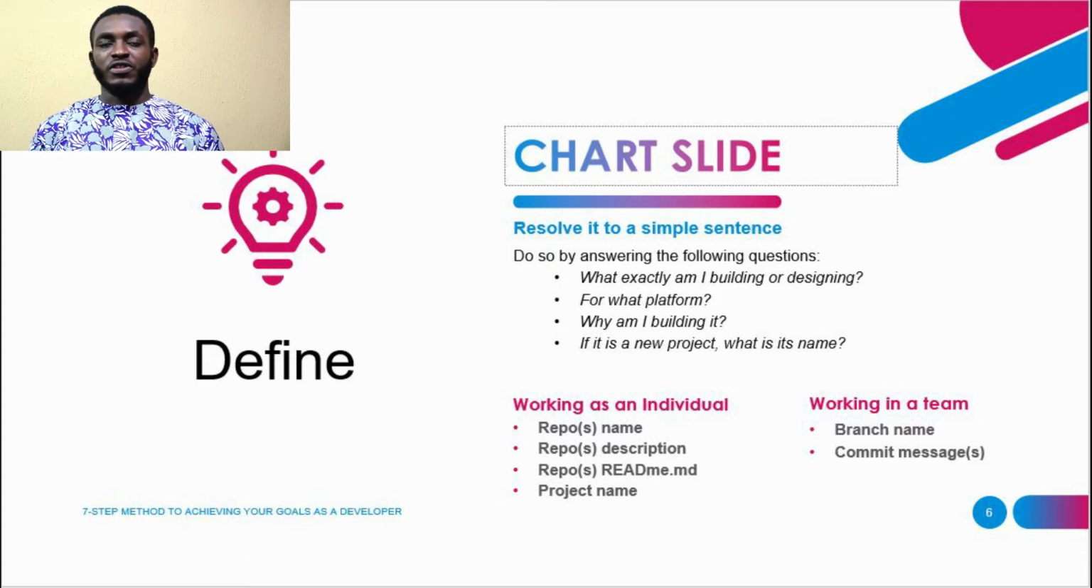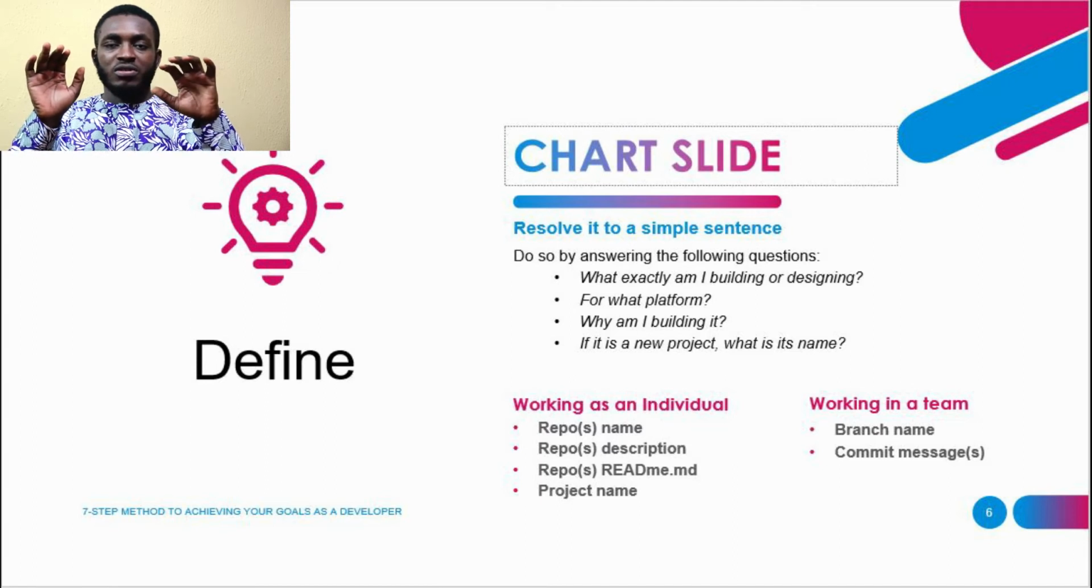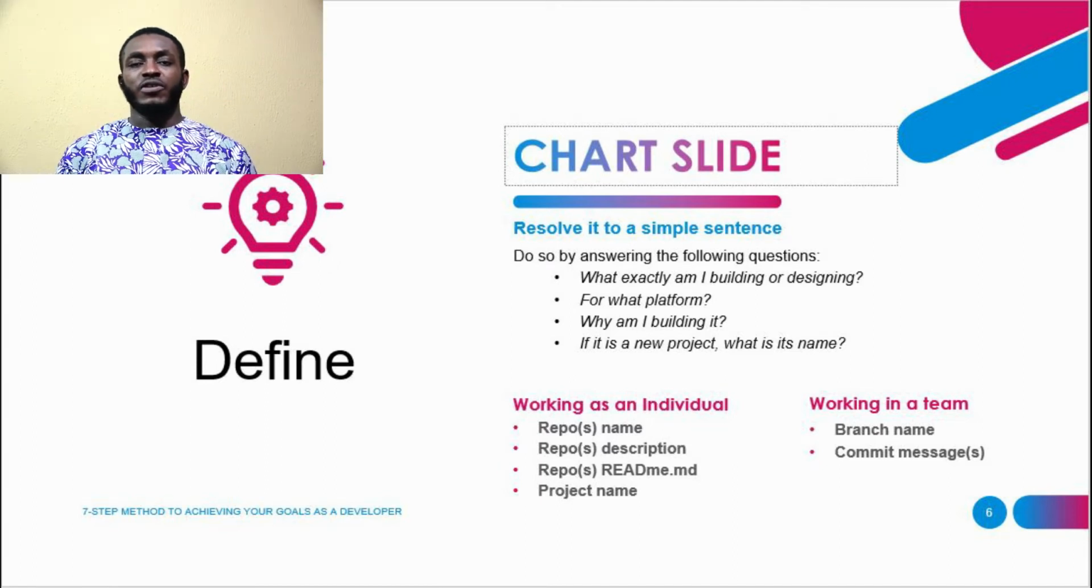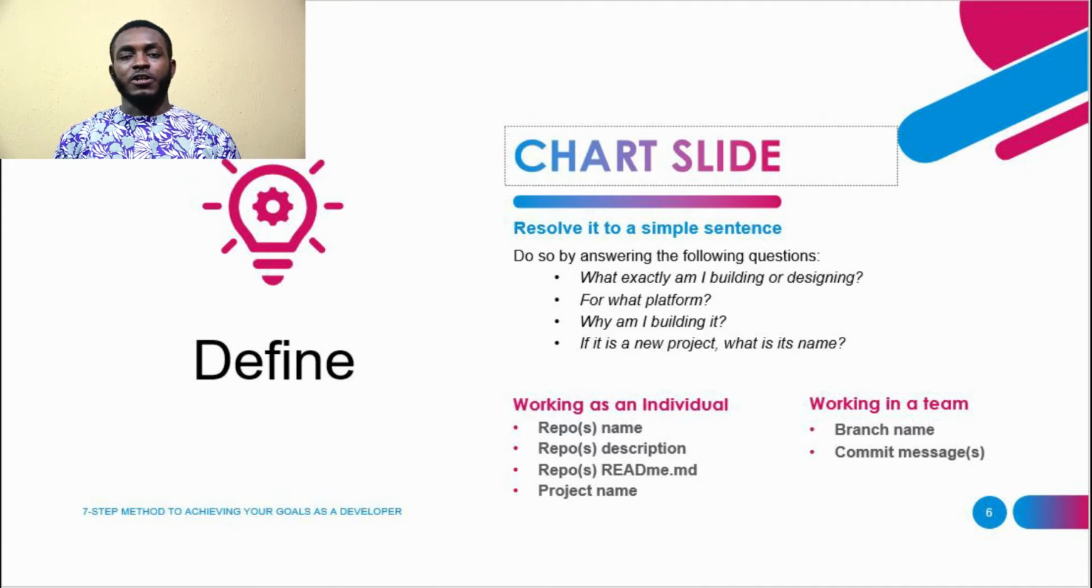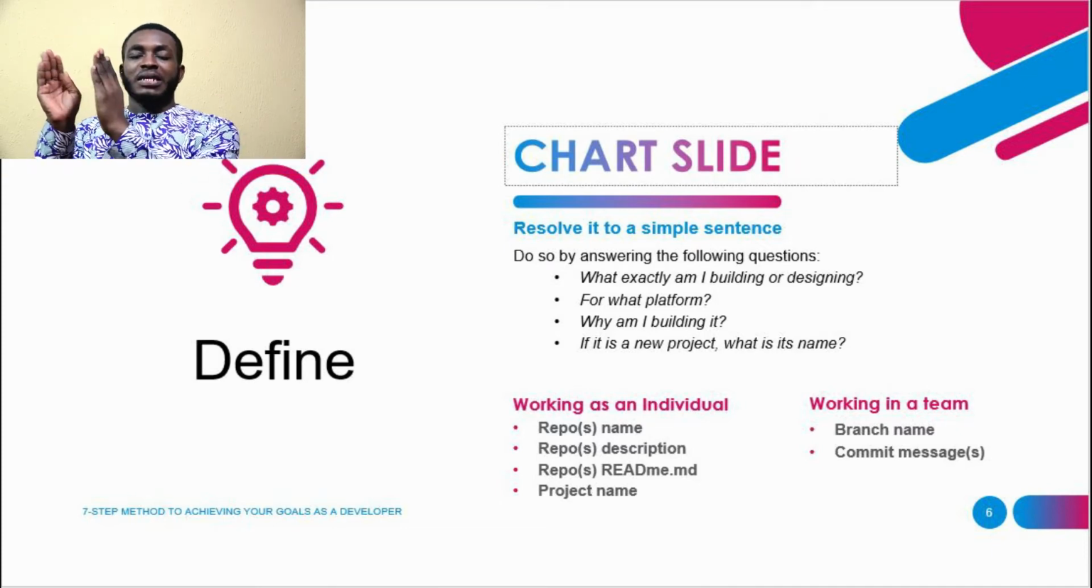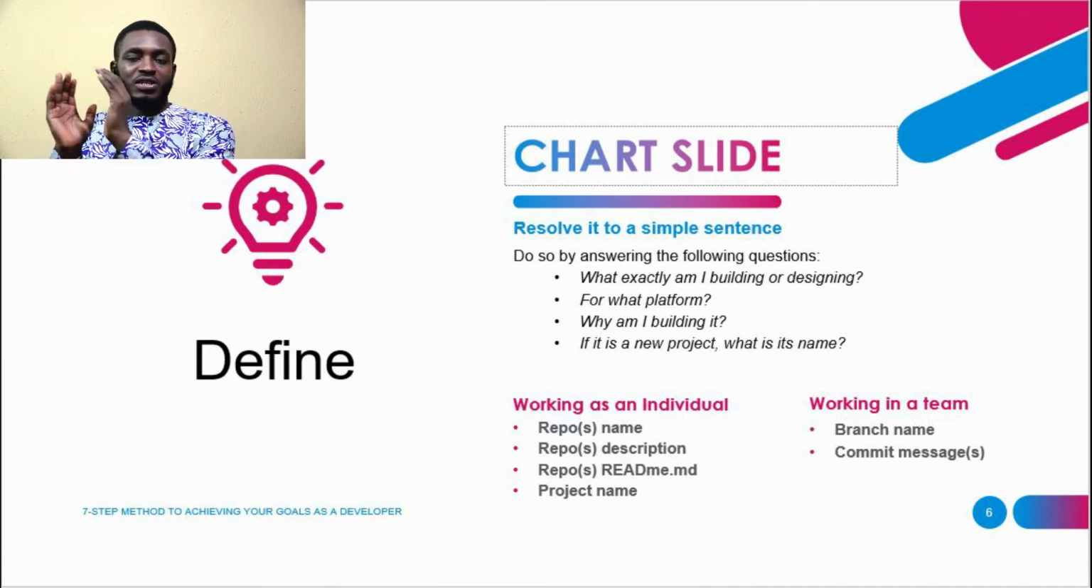Okay, so after doing all of this, you would have achieved a couple of things. For an individual developer working on his own, you would have been able to come up with a repo name. Now, what's a repo? It's a GitHub term. It's a place where you store your code. That's the simplest way I can define it, where you keep your code.